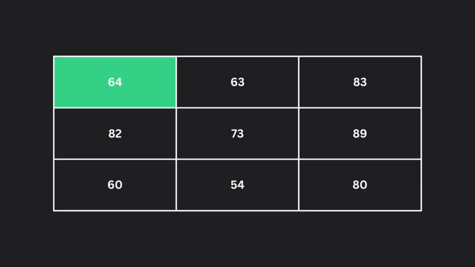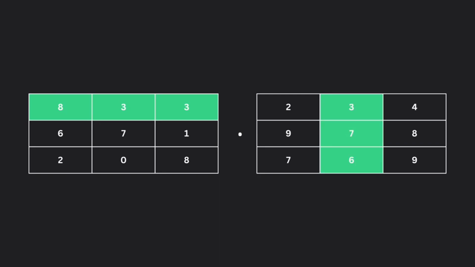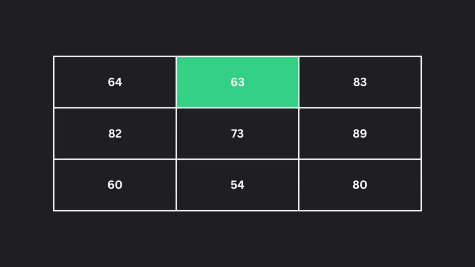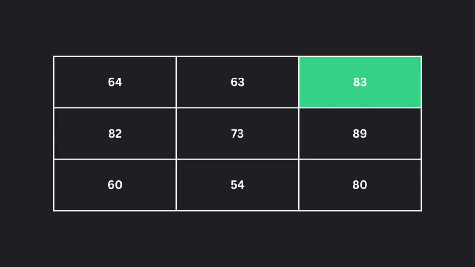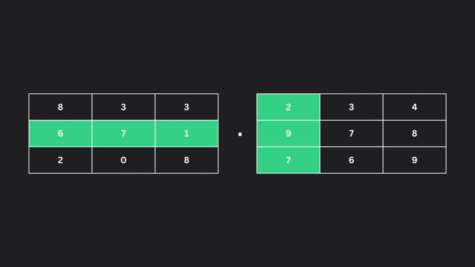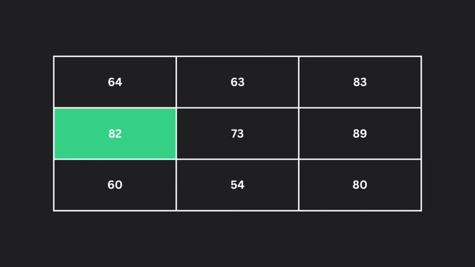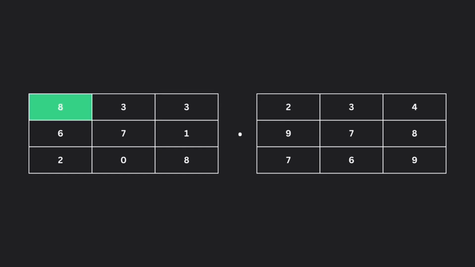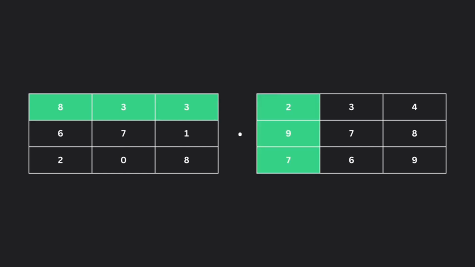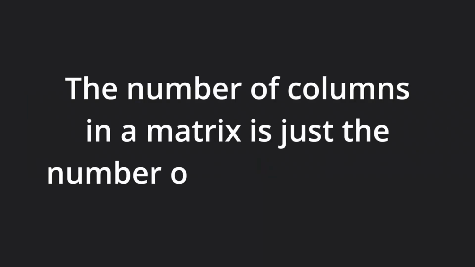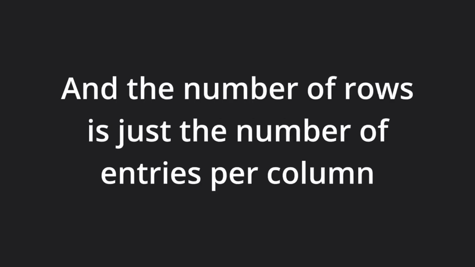To get the other entries in the output, we keep following the row column rule. First row, second column, and we get the second entry. First row, third column, and we get the third entry. Second row, first column, and we get this entry, and so on. This also explains why the number of columns in the first matrix needs to match the number of rows in the second matrix. The number of columns in a matrix is just the number of entries per row, and the number of rows is just the number of entries per column.